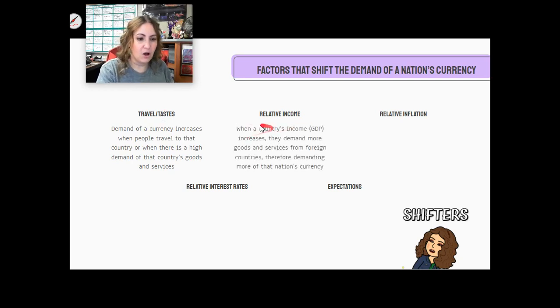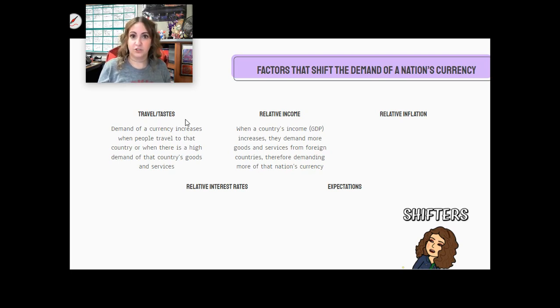Relative income. Notice how all of these, except for taste and travel, start off with the word relative, because that's what currency is all about. You, your country, in relationship to another country's currency. And so it's all in relationship to another country. So relative income. Another way to say that is GDP.